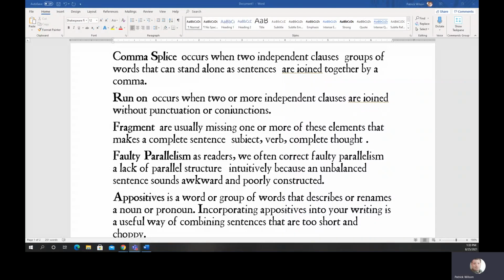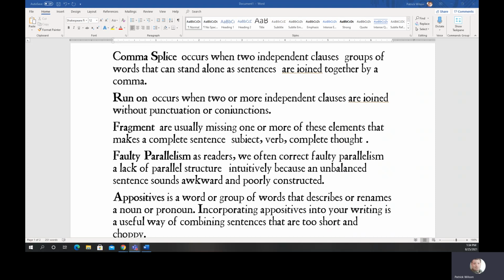Good afternoon, class. I thought we would do a brief review of some of the grammar that you were supposed to look at in the syntax section of your textbook for week 1. Some of this will be carried over to week 2, so that is sort of the reason why we're looking at some of this stuff now. We're going to be talking about the comma splice, the run-on sentence, the fragment, faulty parallelism, and appositives.